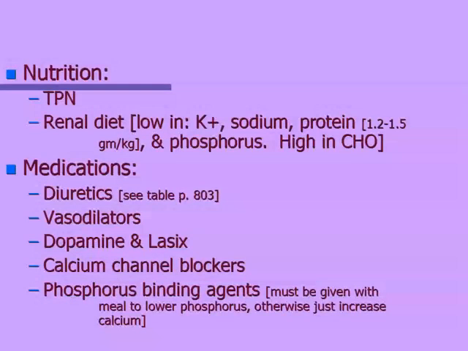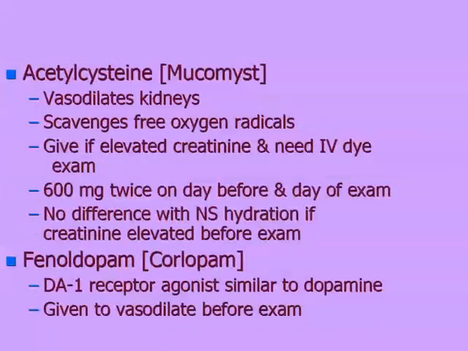And again, the phosphorus binding agents. And as I said, they must be given with the meal to lower the phosphorus. Otherwise, they just increase calcium levels. Acetylcysteine, Mucomyst, can be given to vasodilate the kidneys. It scavenges free oxygen radicals, and you give it if you have an elevated creatinine and need an IV dye exam. You get 600 milligrams twice a day before and of the day of the exam.